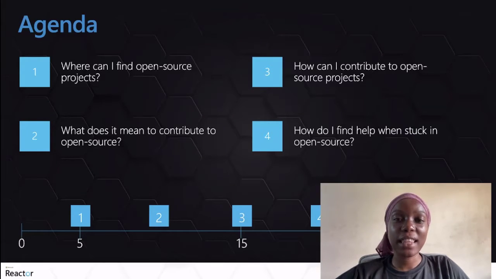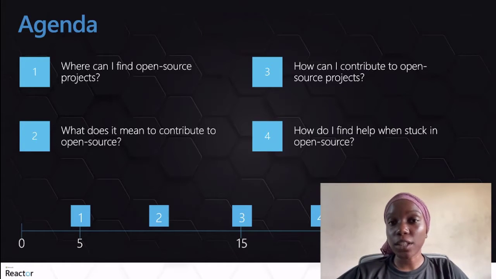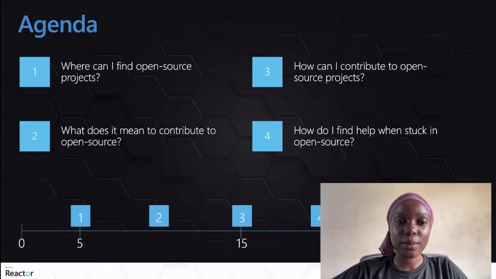So last session we introduced ourselves to open source. We talked briefly about the freedoms in open source. We talked about the history of open source and the history of open source in Microsoft. But this week we're going to talk about how to find these open source projects, where we can find them, what it means to contribute to open source, the different types of contributions that you can make, how we can contribute, like what exactly is it that I can do, and then how we can find help when we're stuck.